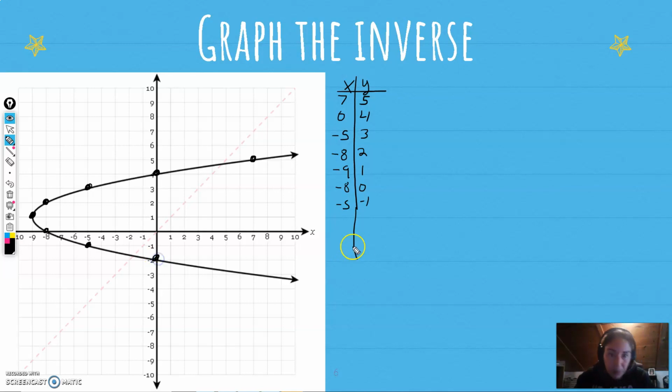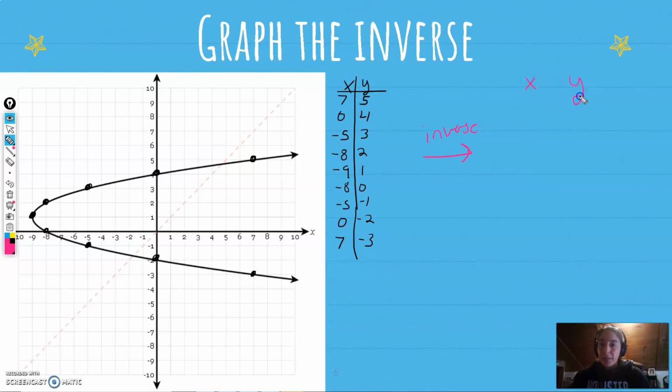0, negative 2. You can start seeing that these are all reflections. And 7, negative 3. Okay, so I pulled out a table of points. Next thing I'm going to do, I'm going to construct my inverse table.